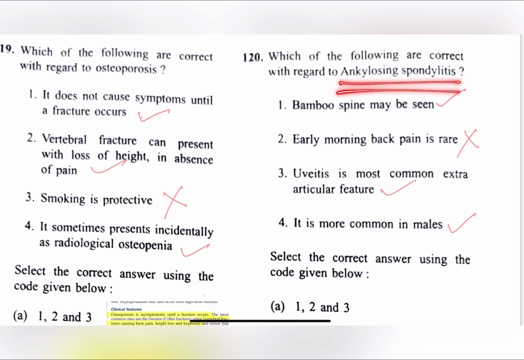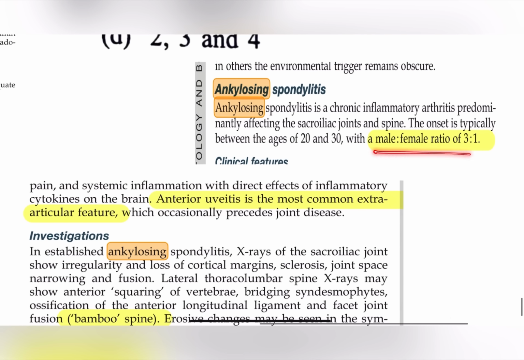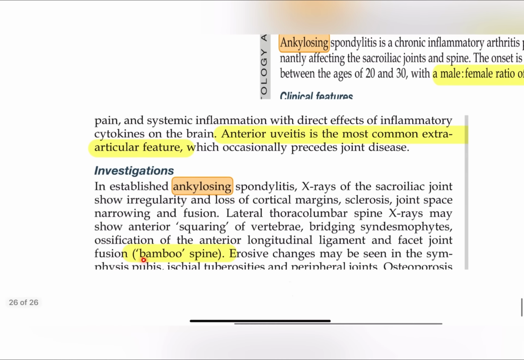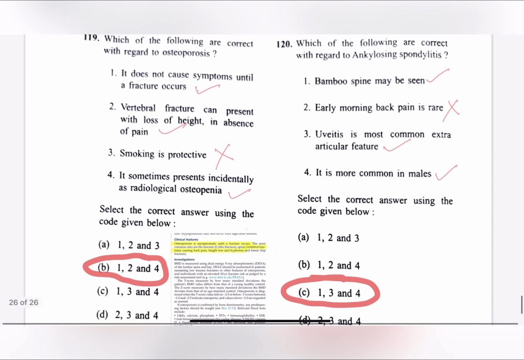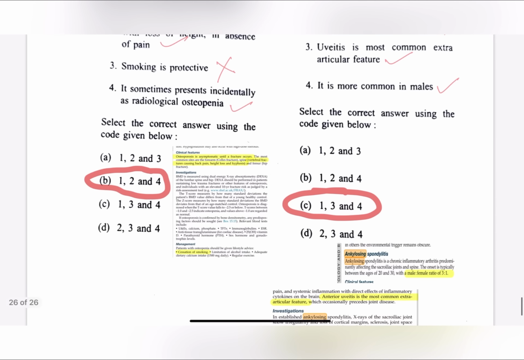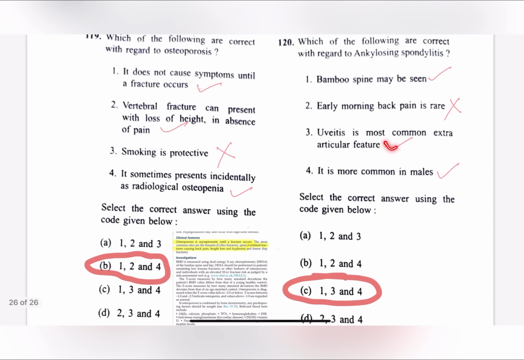Then the last question is, which of the following are correct with regard to ankylosing spondylitis? In ankylosing spondylitis, the male-female ratio is 3:1. That is, in males it is more common. Anterior uveitis is the most common extra-articular feature, and we have bamboo spine. So the options are bamboo spine, that's true. Early morning back pain is rare. It is not rare, it is actually common. Uveitis is the most common extra-articular feature, that is true, and it is more common in males, that is true. So 1, 3 and 4 is the correct answer.